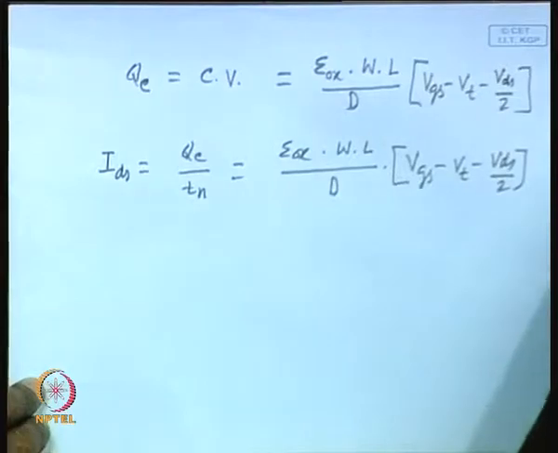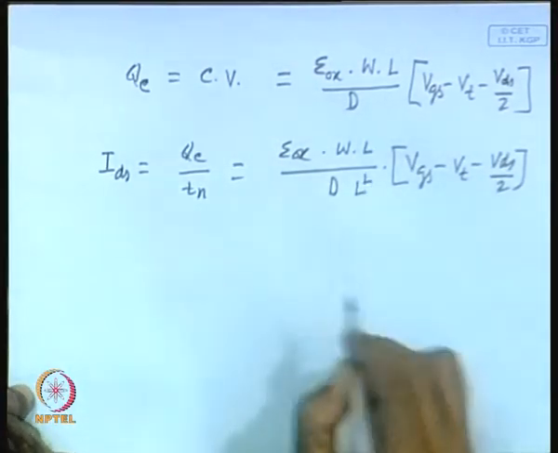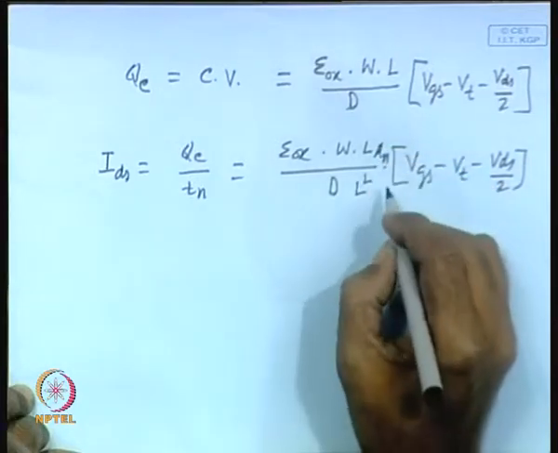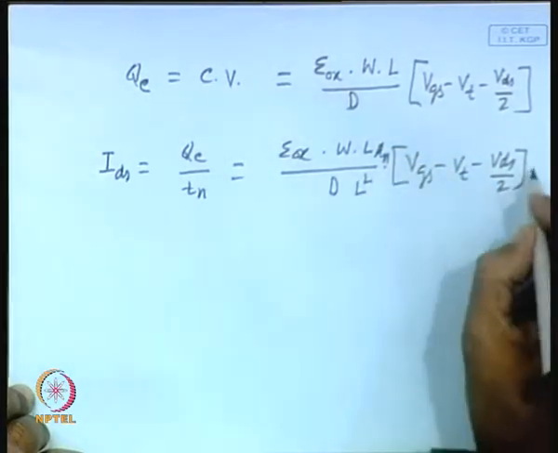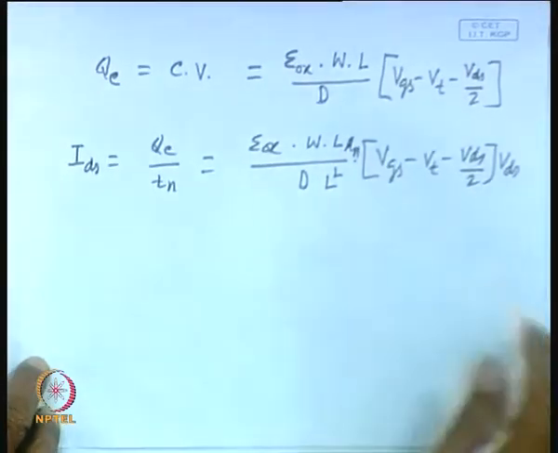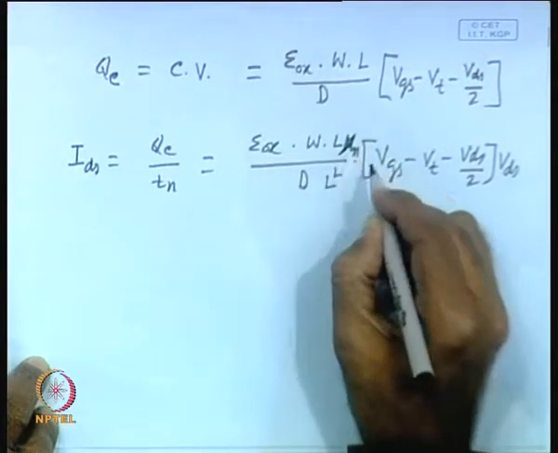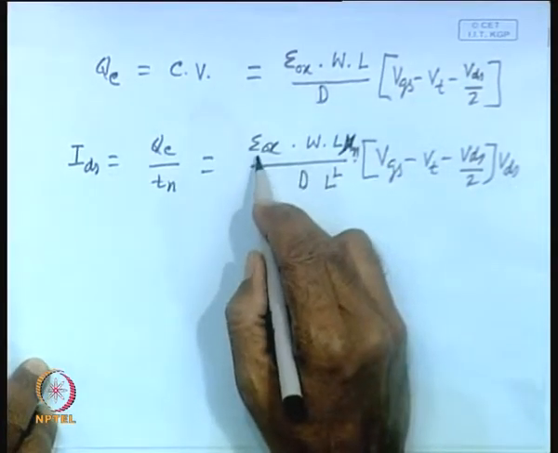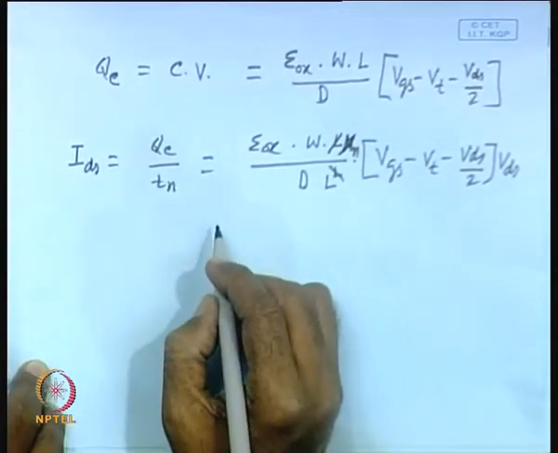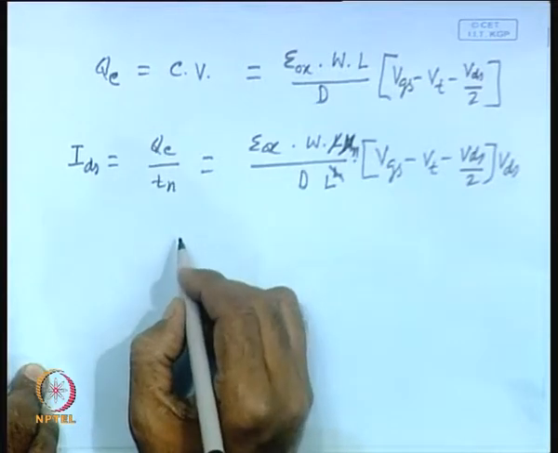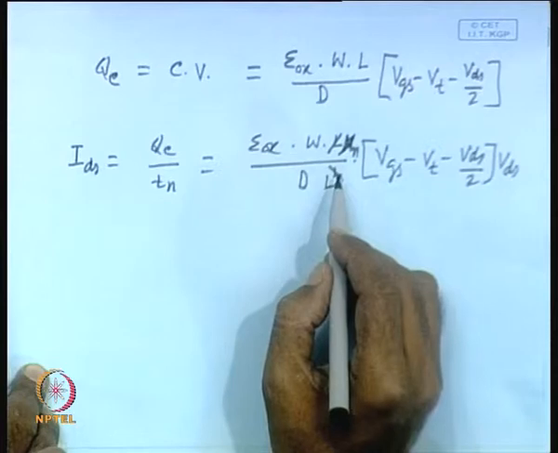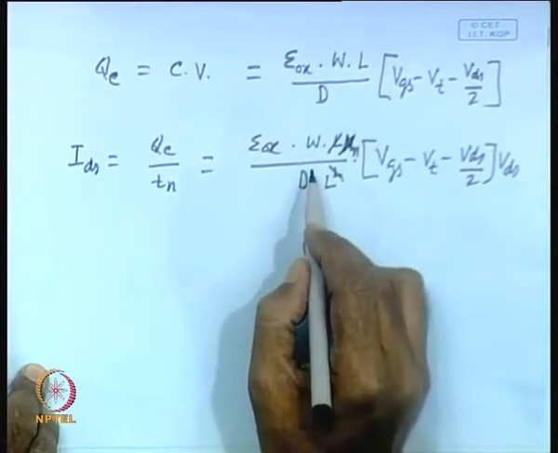So, what will happen here? You will have L square, and mu n will go to the numerator, and here you will have VDS. So, this is the expression that we get. This is mu n, and this L will cancel with the square. So, ultimately we get an expression that is equal to W L, it was L square, W L by D.